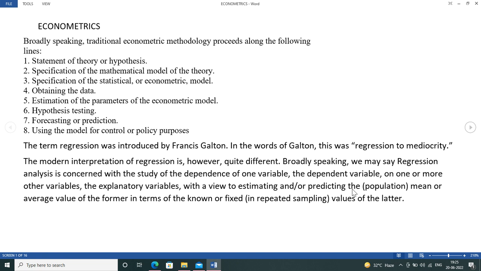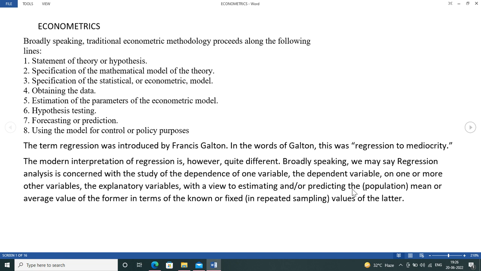So regression is not just about mediocrity or average, but the modern interpretation of regression is quite different. Broadly speaking, regression is basically concerned with the study of the dependence of one variable, the dependent variable, on one or more other explanatory variables. These relations can be used further in prediction of the population mean or sample mean, from which we can derive the population mean, and which can be used for prediction and all.